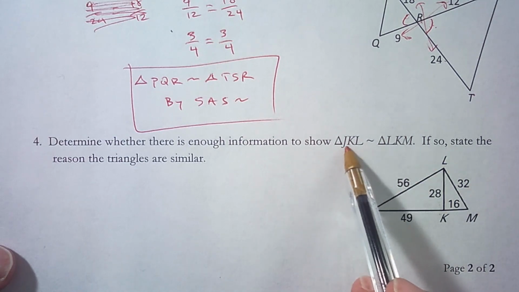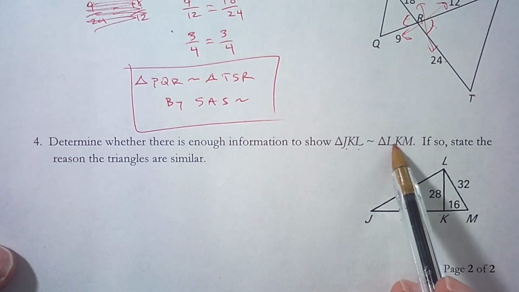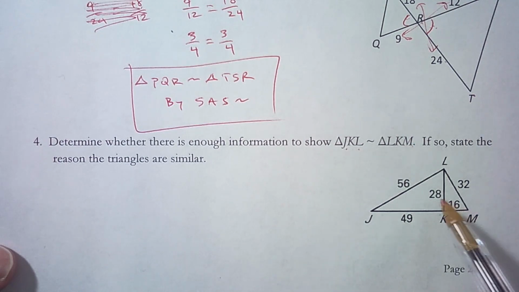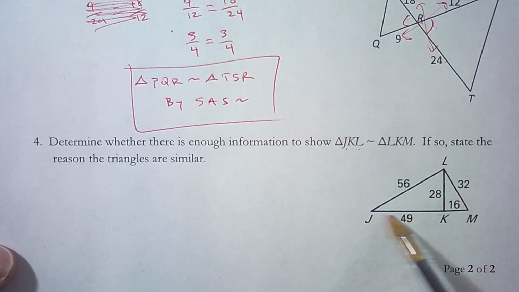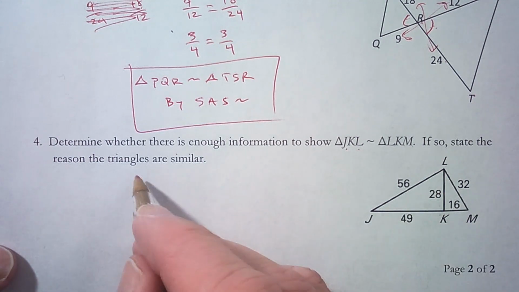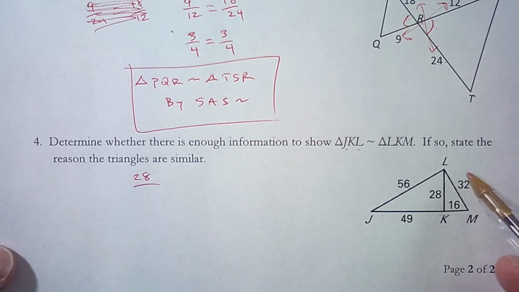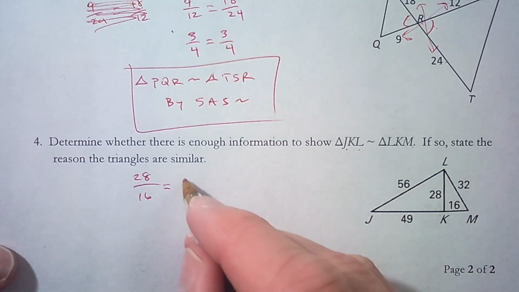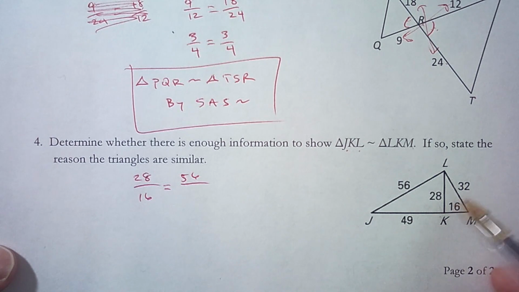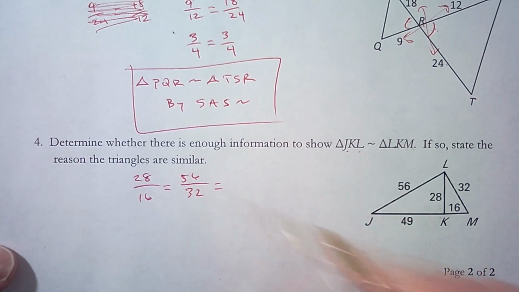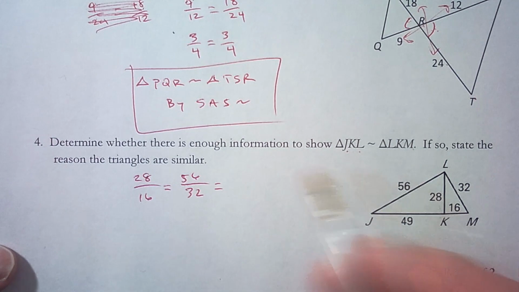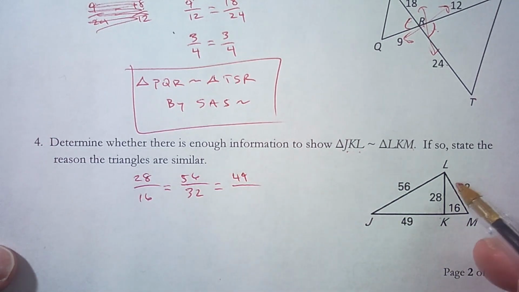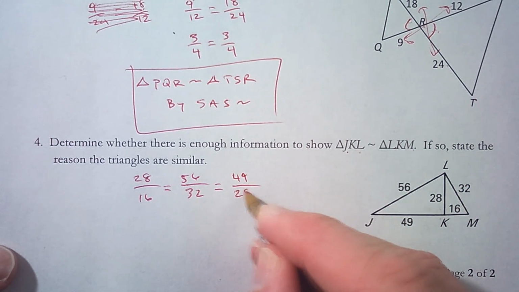Is there enough information here to show triangle JKL is similar to triangle LKM? Okay, so to find out, we are going to take the shortest side of JKL, which is 28, over the shortest side of LKM, which is 16, and set that equal to the longest ratio, 56 over 32. And then the remaining side, over here I have not used 49, and here I have not used 28.